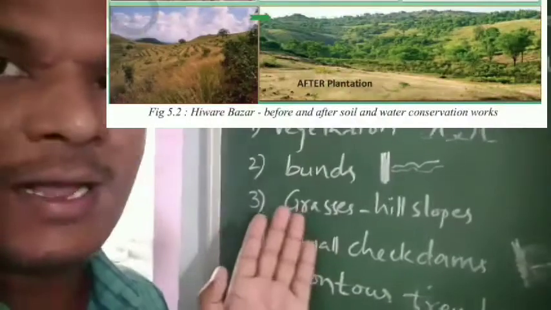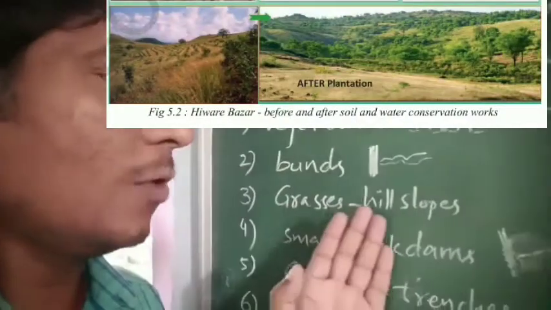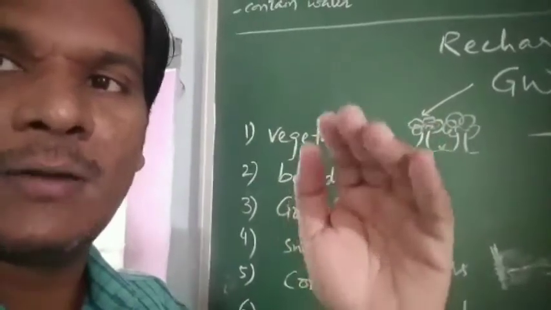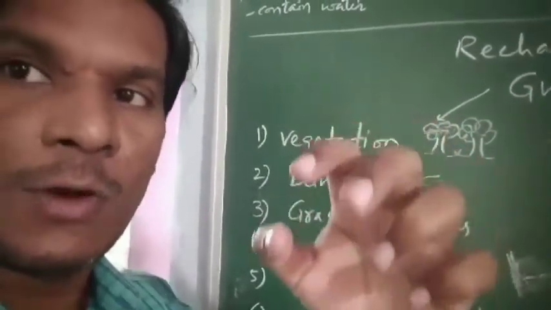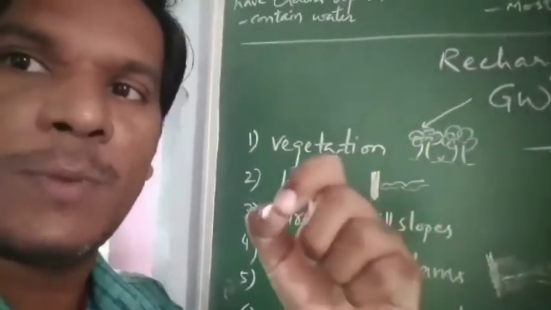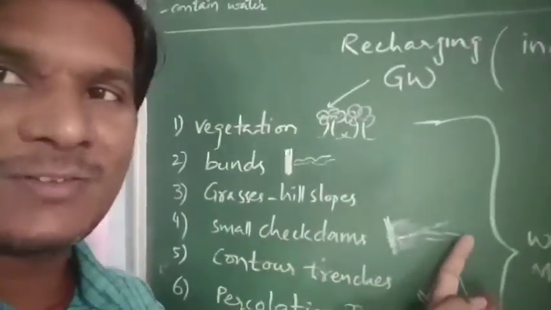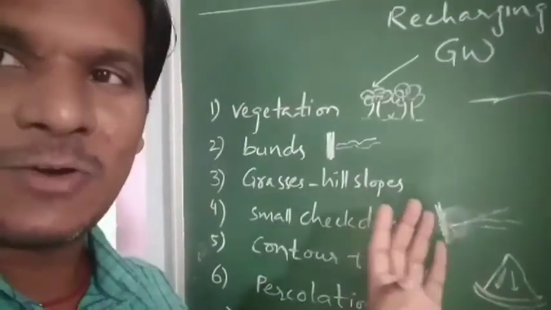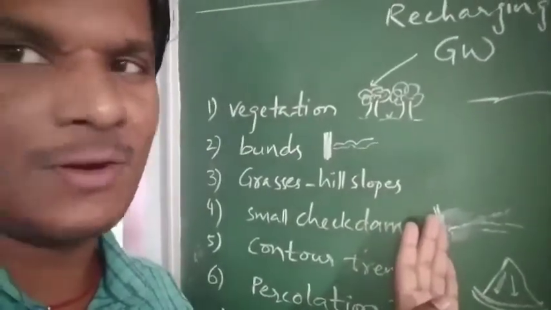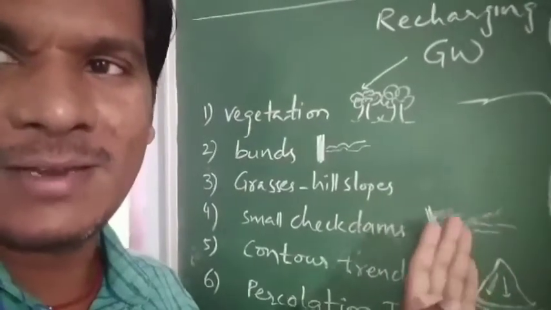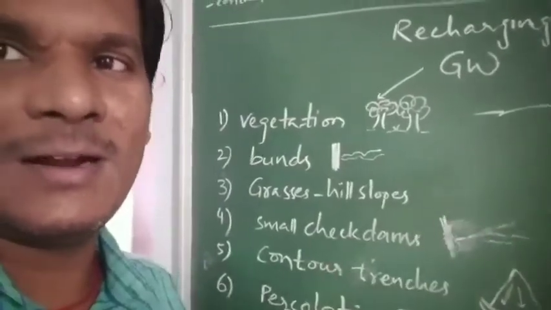Next, grass we have to grow on the slopes of hills. From the top of the hill, water comes at speed after rainfall, so we can slow down that speed of water. With that, more percolation is possible. Next, small check dams. When small streams are flowing, they are stopped by check dams, not large ones, small check dams. Then water is stored, formed as a lake, and slowly percolates into the underground.